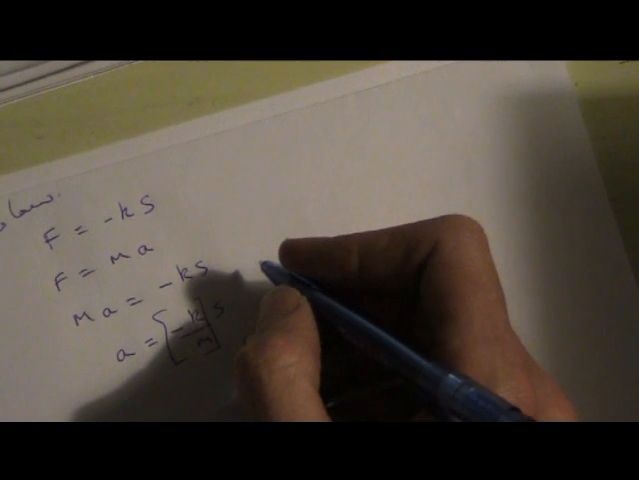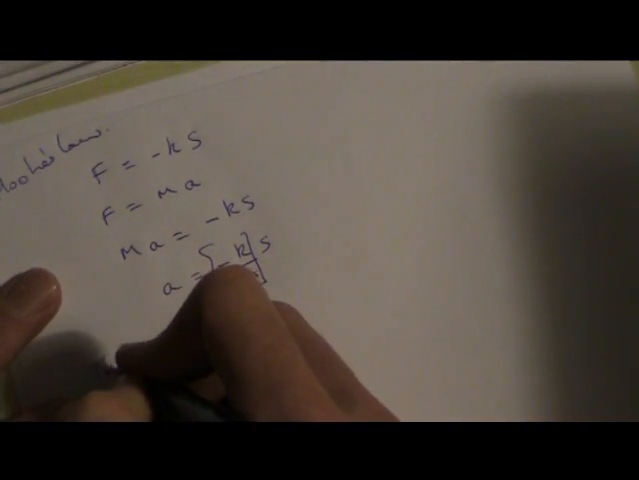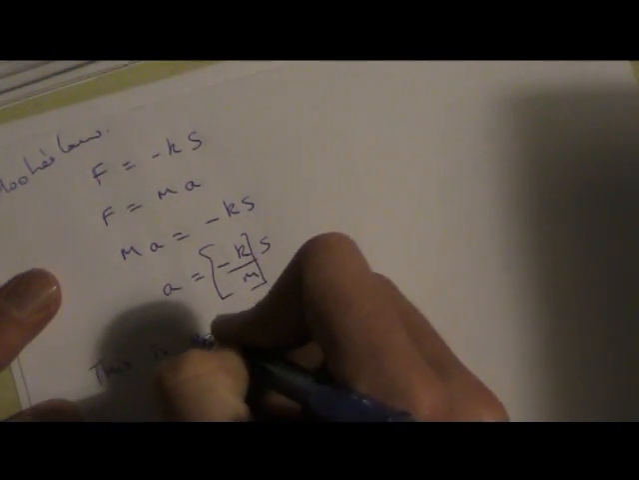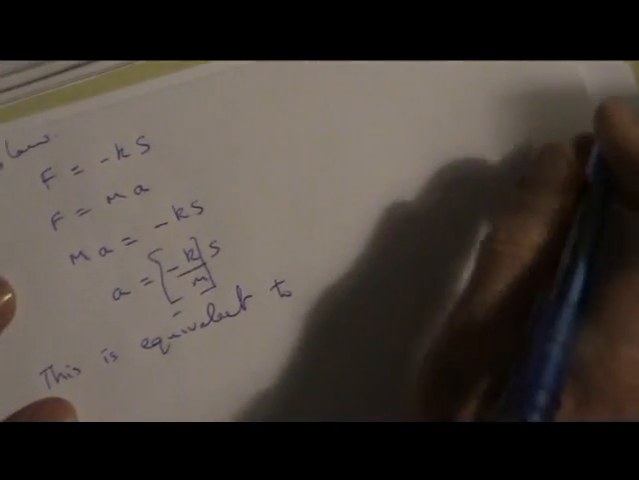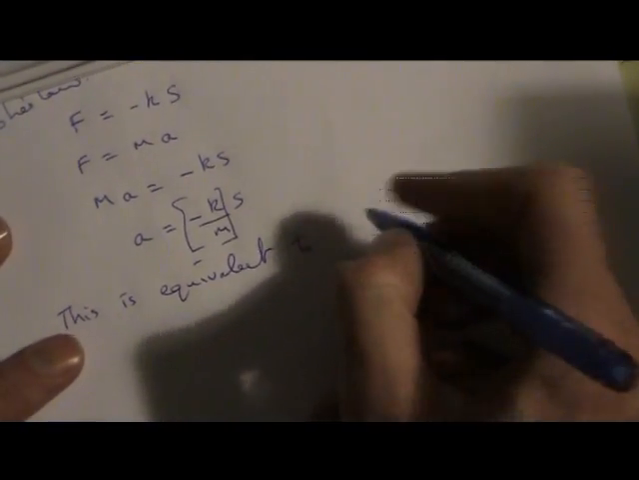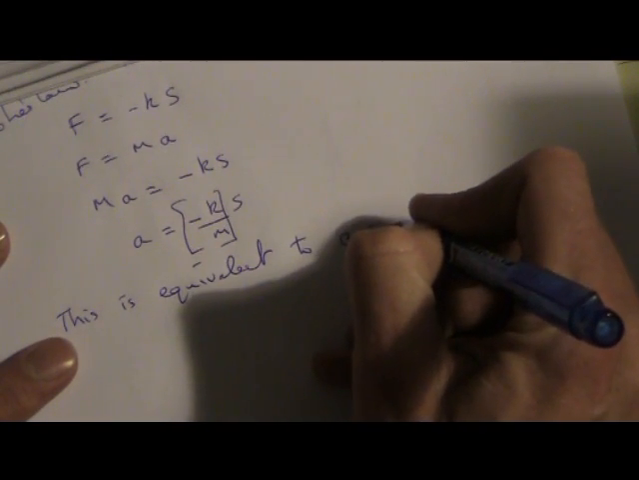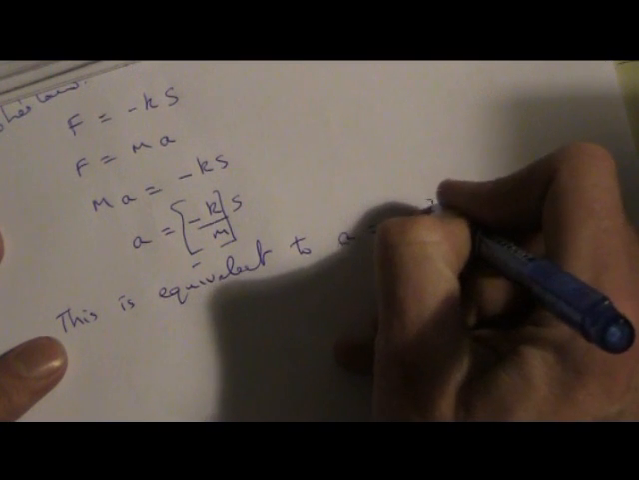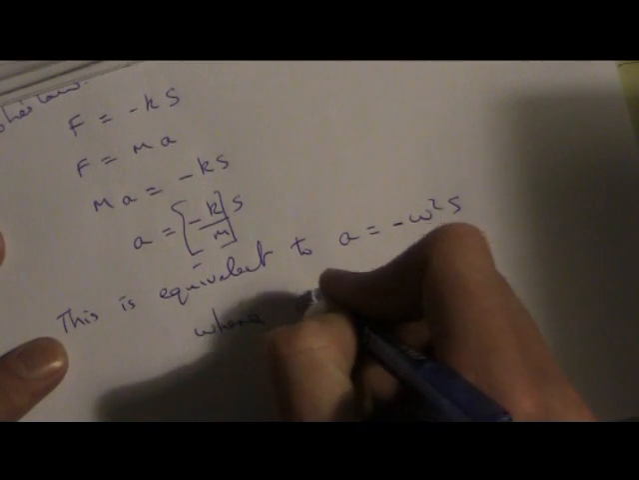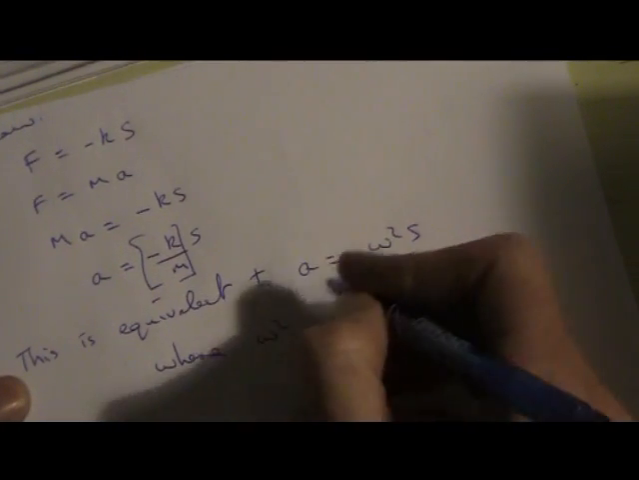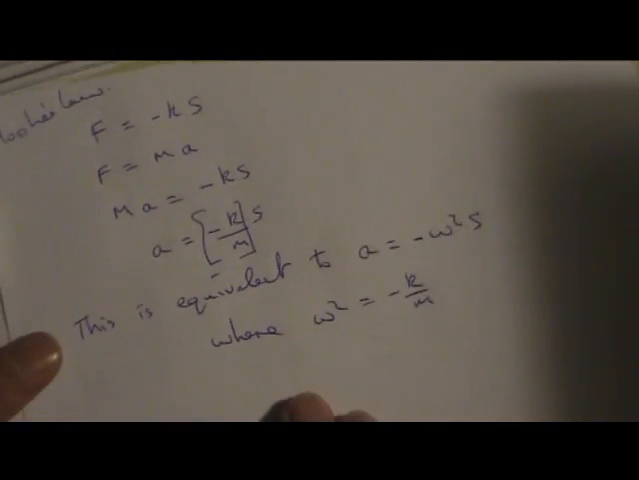So this is equivalent to an equation for simple harmonic motion, which says that a is equal to minus omega squared s, where omega squared in this case would have to be equal to this, minus k over m. And that's it.